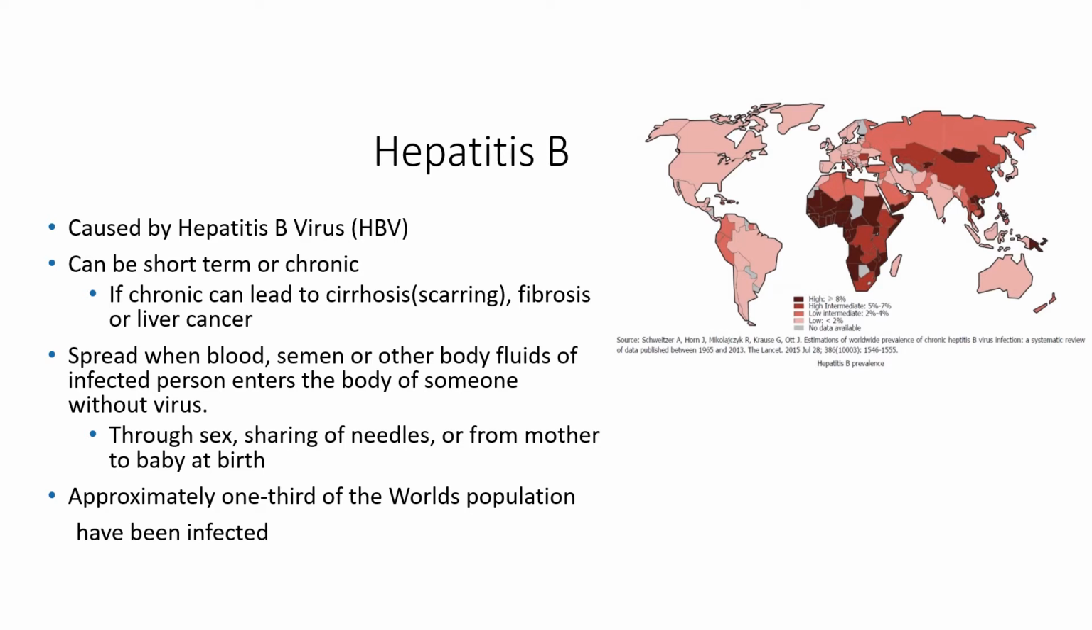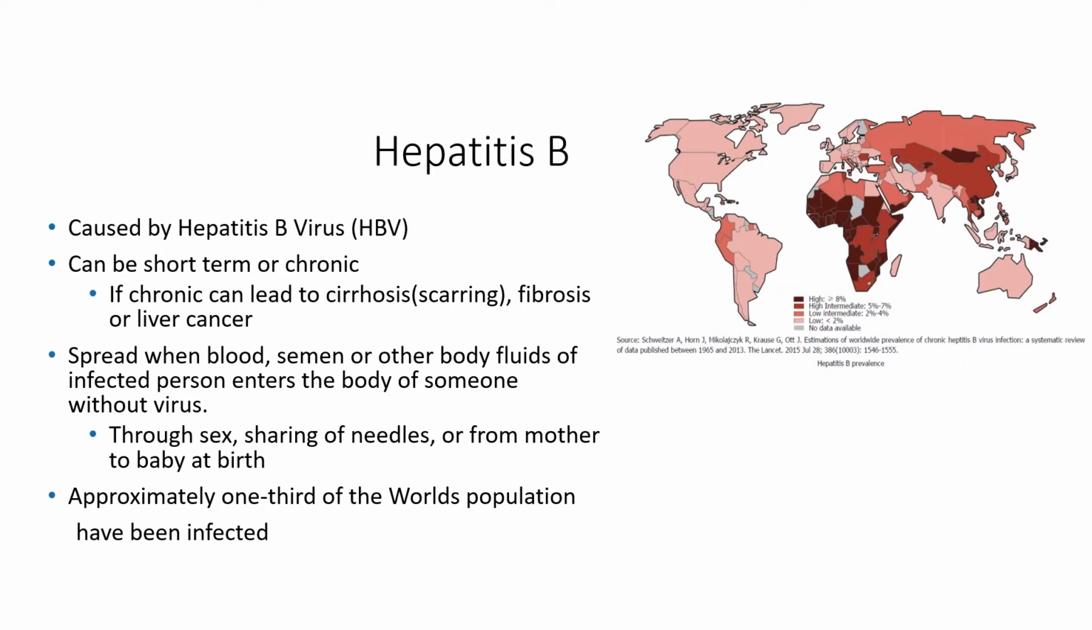Hepatitis B is spread when blood, semen, or other bodily fluids of an infected person enter the body of an individual who is not infected. This can be done through sex, the sharing of needles, or from mother to baby at birth.